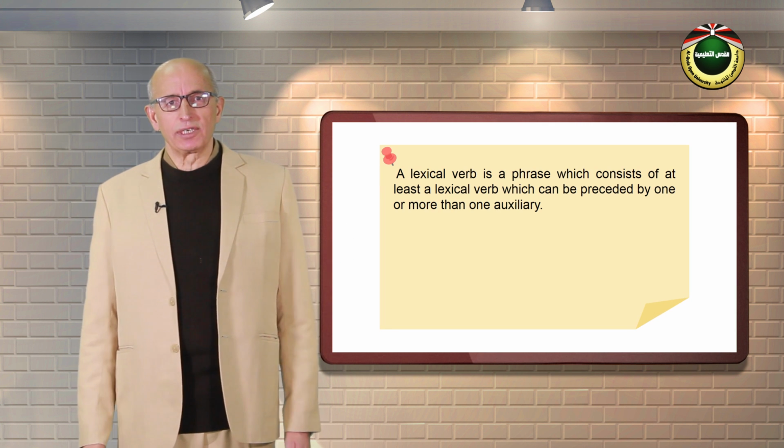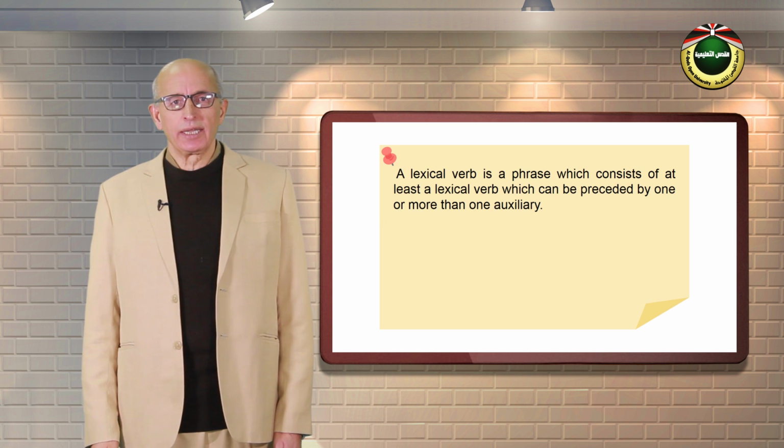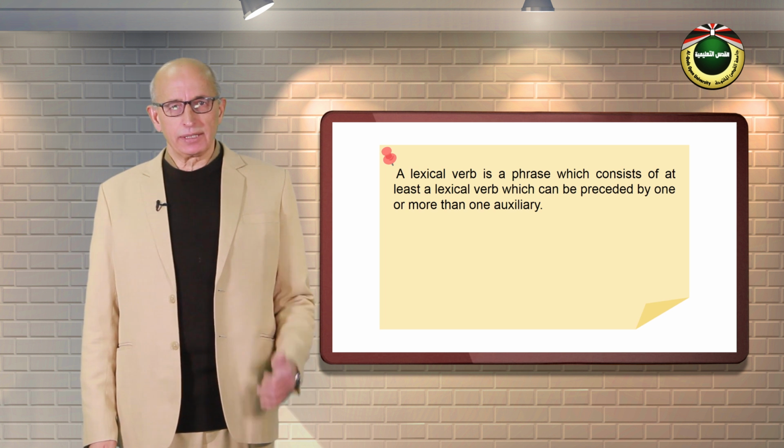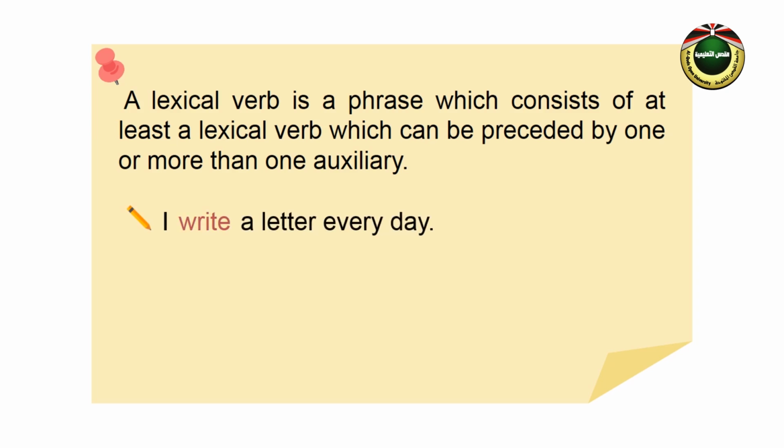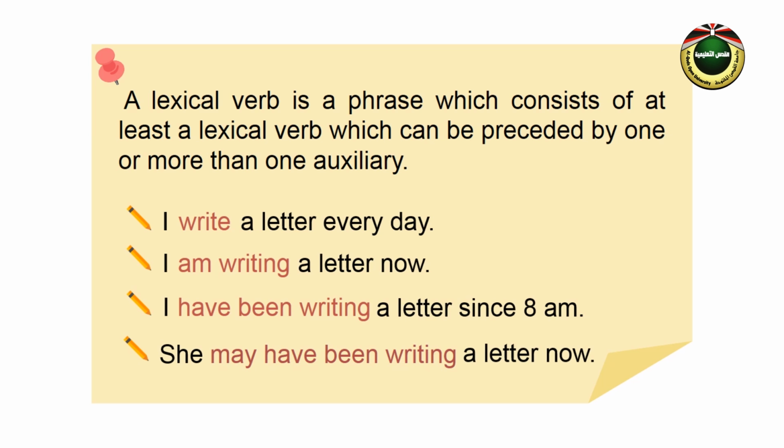Besides, a verb phrase consists at least of a lexical verb which can be preceded by one or more than one auxiliary. The lexical verb is always the final constituent in a verb phrase. Examples. Number one, I write a letter every day. Number two, I am writing a letter now. Number three, I have been writing a letter since 8 a.m. Number four, she may have been writing a letter now.